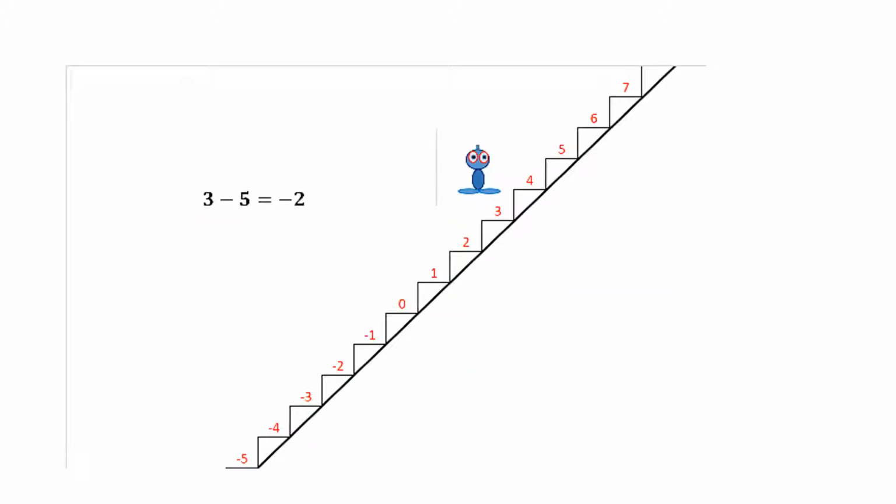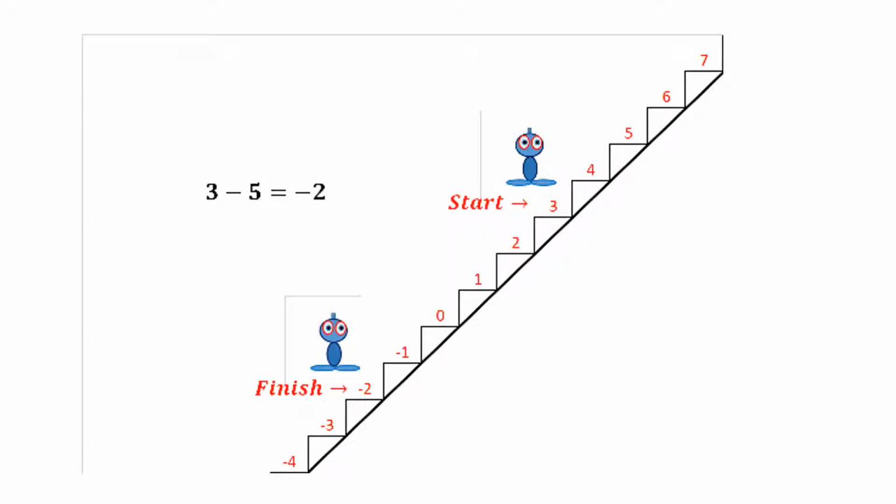Our ladder looks a little different now. It's going from lower left to upper right. And Math Bug sees that the first number we have is 3, and starts at 0 and goes up 3 steps, and then proceeds to go down 5 steps because it's -5, and lands at -2. So we see at the start, Math Bug is at 3 and came down 5 steps to finish at -2.